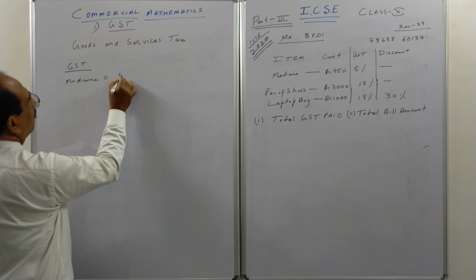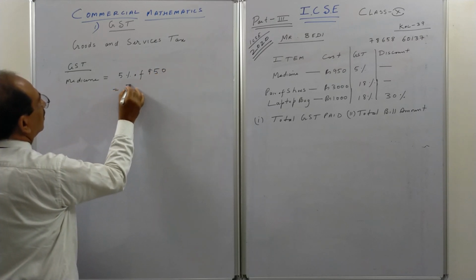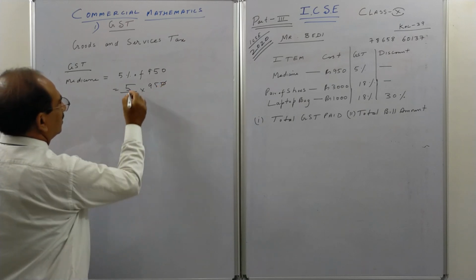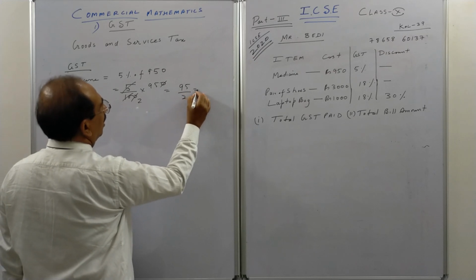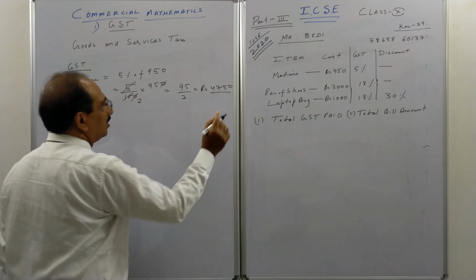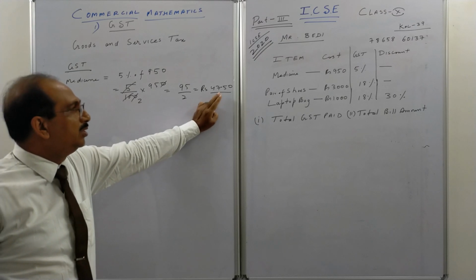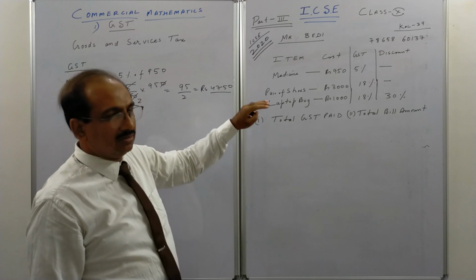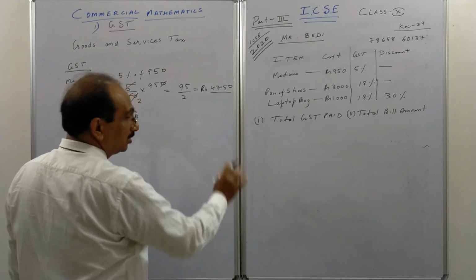So GST on medicine is 5% of 950. So 5 by 100 into 950. 0 cancels 2, means 95 by 2. Half of 95 is rupees 47. One very small thing I'll tell you, children, which I'll discuss: this should be in 2 places of decimal. So I'll come to this point. Just let me finish this. Don't write 47.5. Why? Because it is rupees plus paise.